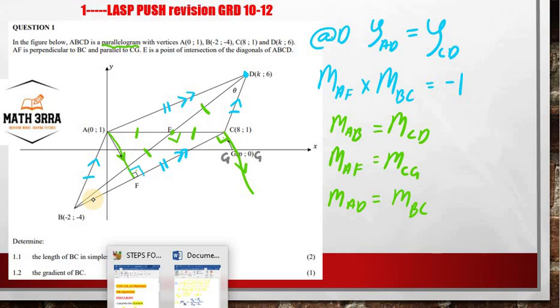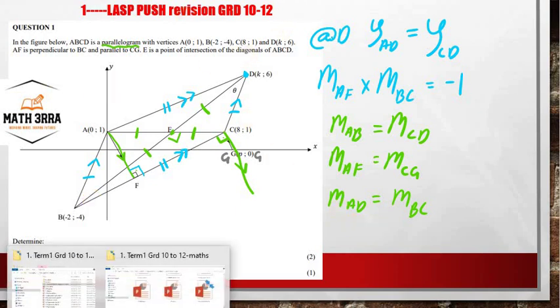Remember, it's like Tony Robbins said, repetition is the mother of all skill. So keep going at it.